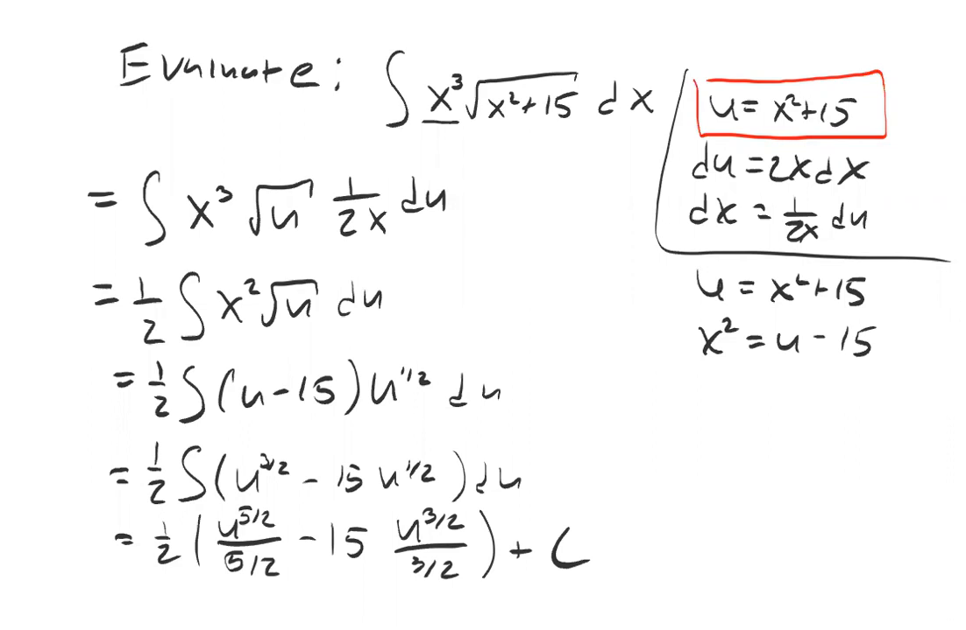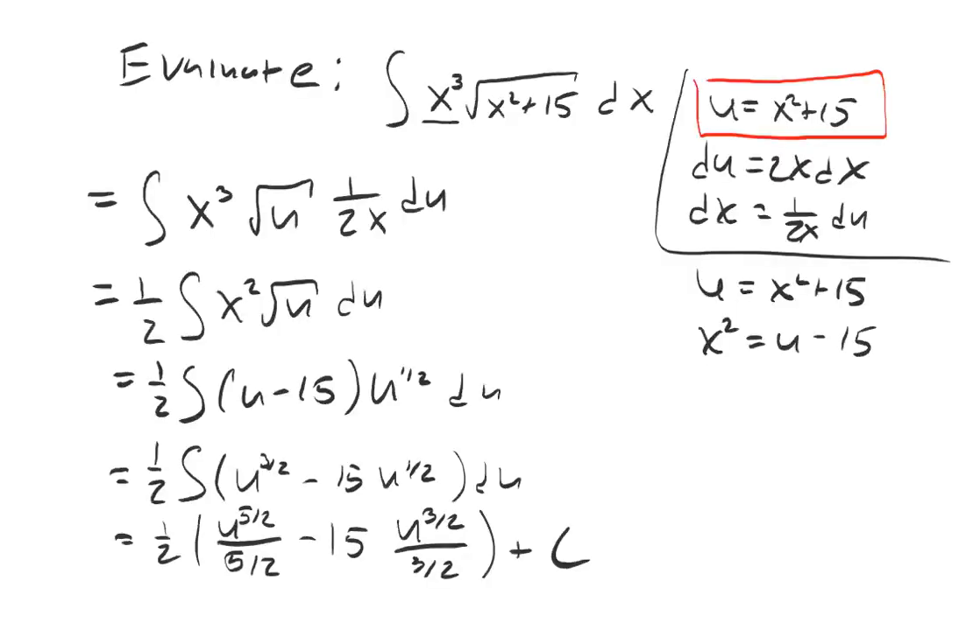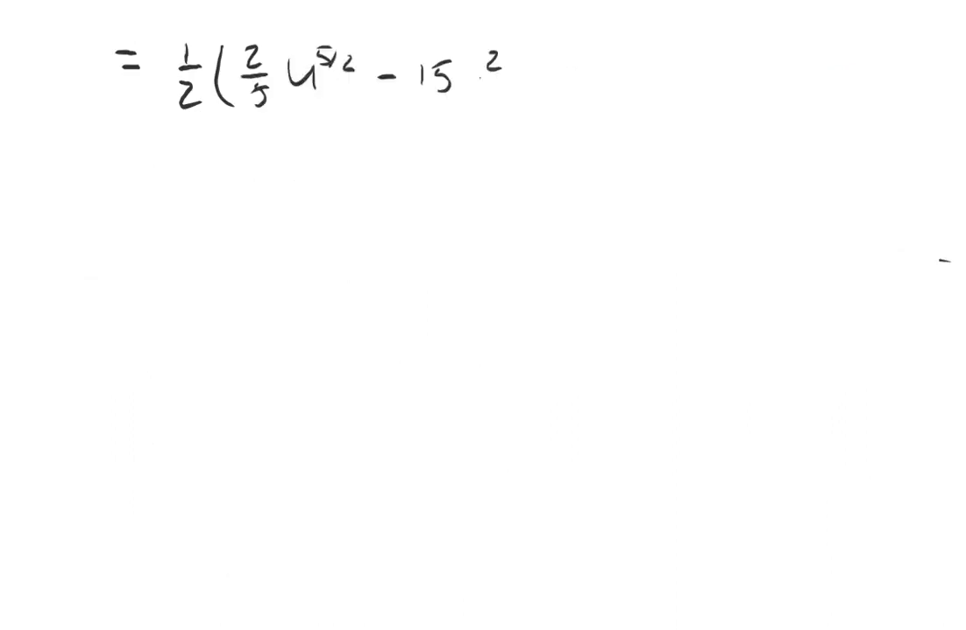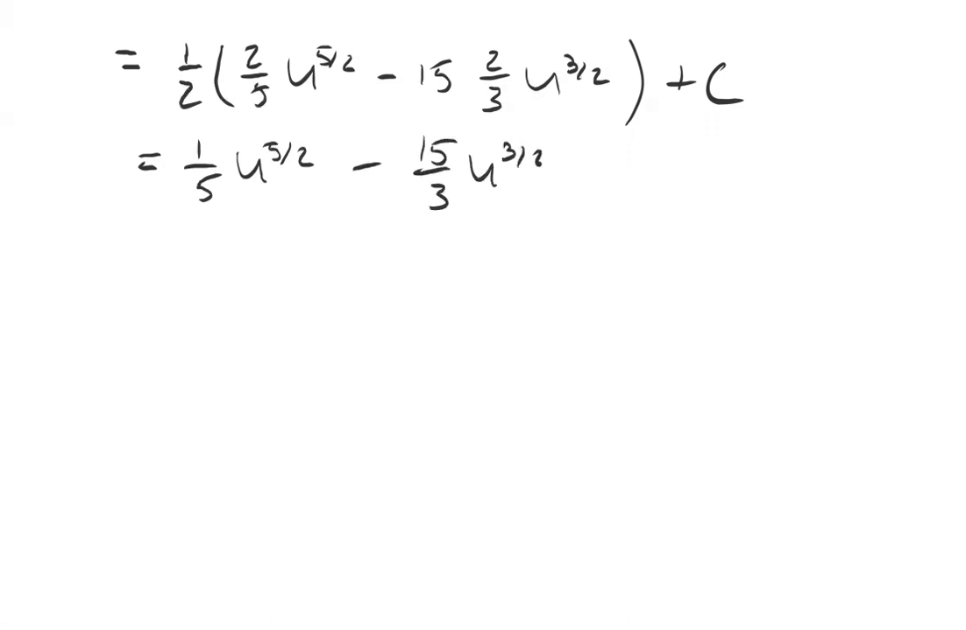I'm going to do some simplification. I wish these whiteboards were bigger. So we had 5/2 on the bottom, so this can become 2/5 out here, u to the 5/2, then minus, I can't remember what that factor in front was, 15. And then 2/3 flips up, u to the 3/2 plus a constant. And now we just simplify. So we get 1/5 here, u to the 5/2. Then I get minus 15 over 3 u to the 3/2.